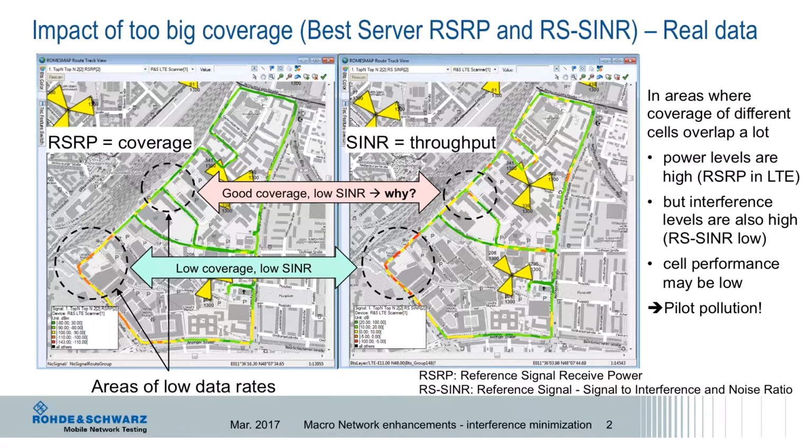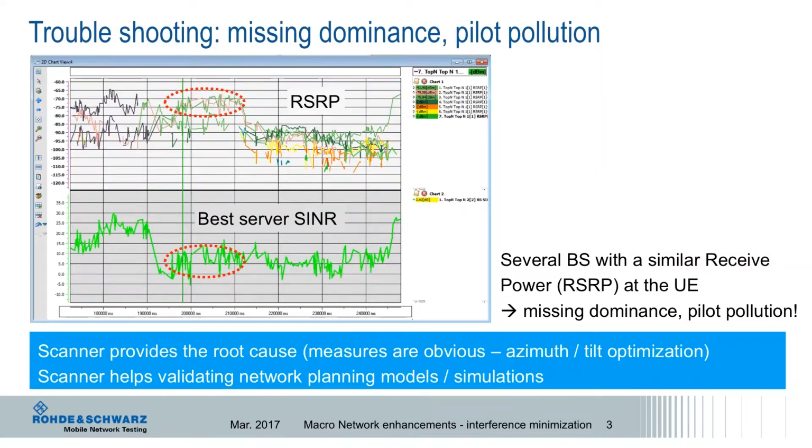But in the upper two black circles you see on the left side green color, which means good coverage. But on the right side you see a low SINR, yellow and red color. And this is an unwanted behavior. Why can this be? Now we need to start the troubleshooting process and we suspect pilot pollution.